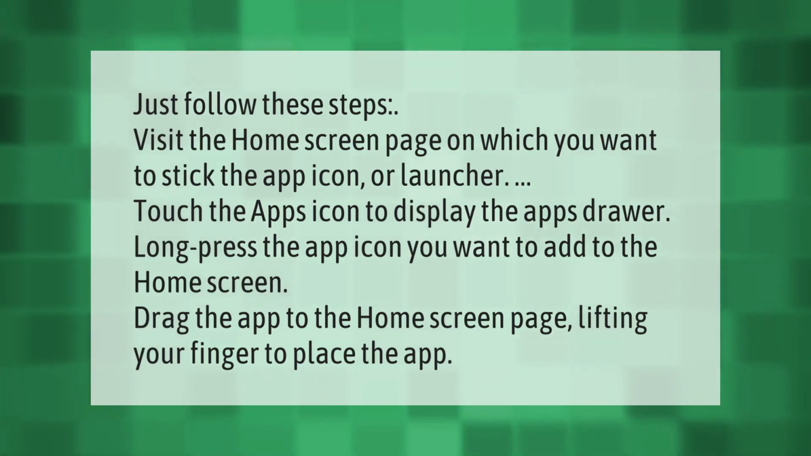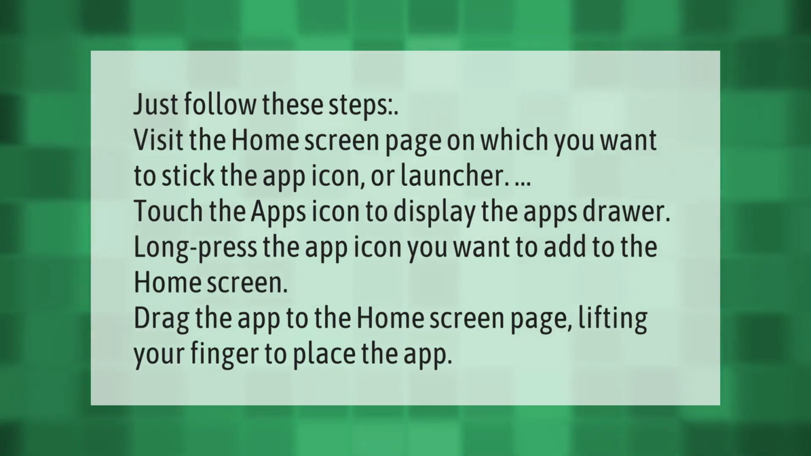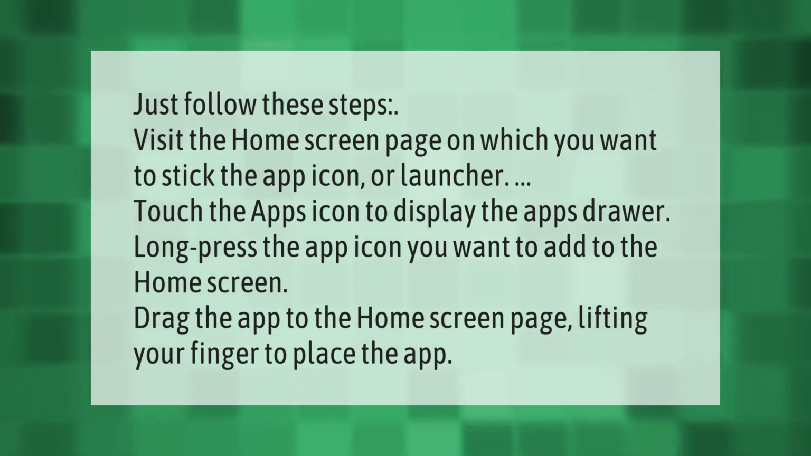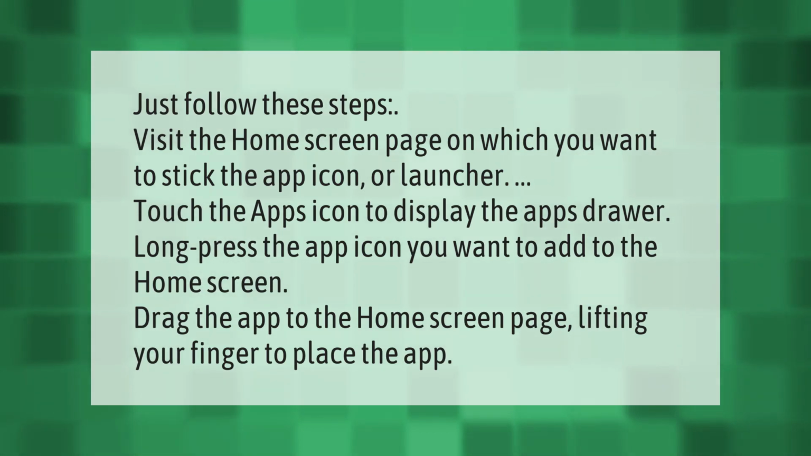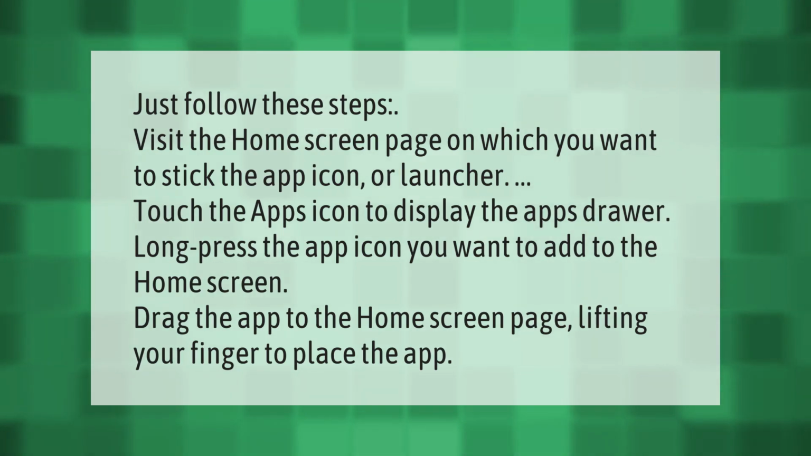Just follow these steps. Visit the home screen page on which you want to stick the app icon, or launcher. Touch the apps icon to display the apps drawer. Long press the app icon you want to add to the home screen. Drag the app to the home screen page, lifting your finger to place the app.